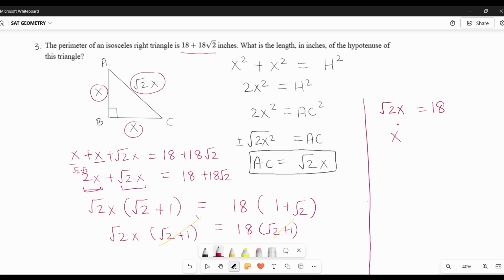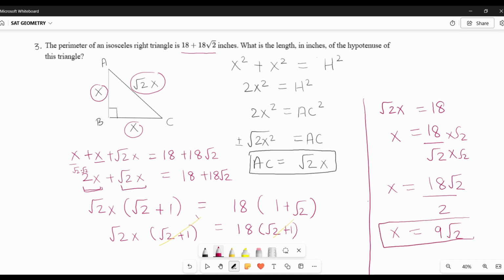So sending the root 2 to the other side in division, and if we further simplify it and rationalize the denominator, we will get 18 root 2 over 2 when we multiply both the numerator and denominator with root 2. And then 18 divided by 2 is 9. So x is equal to 9 root 2.